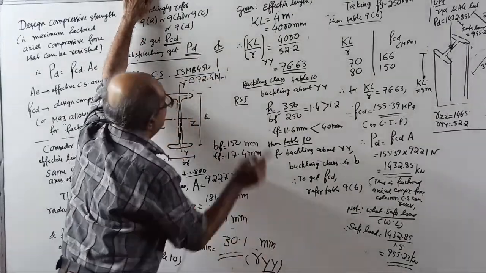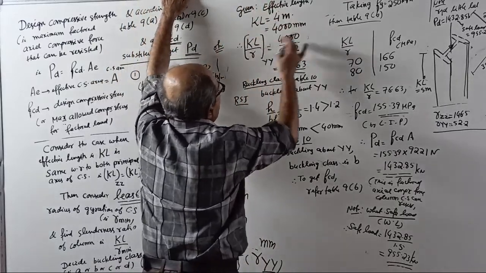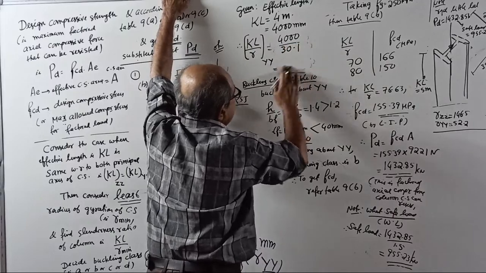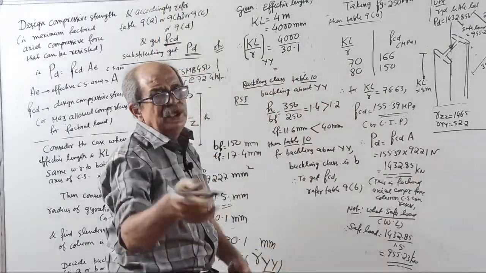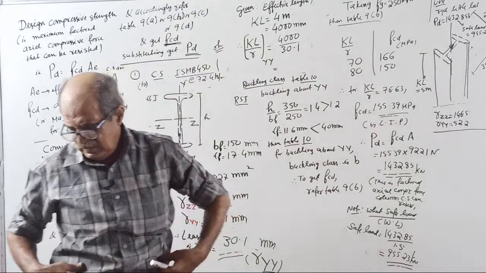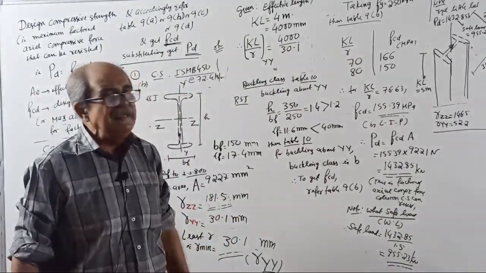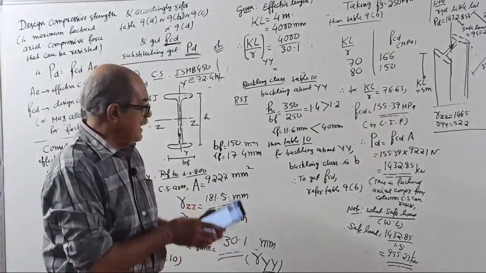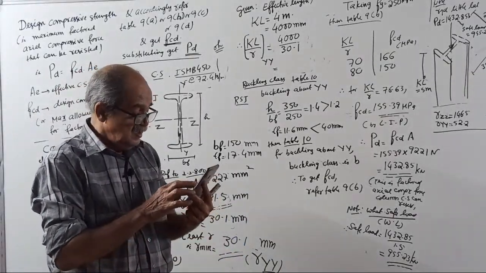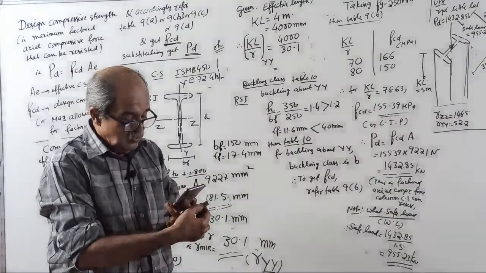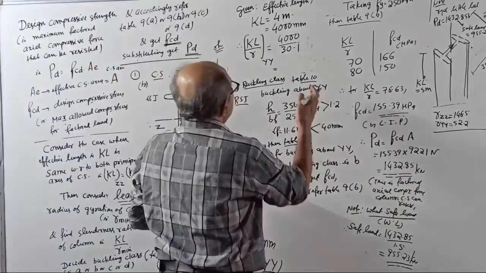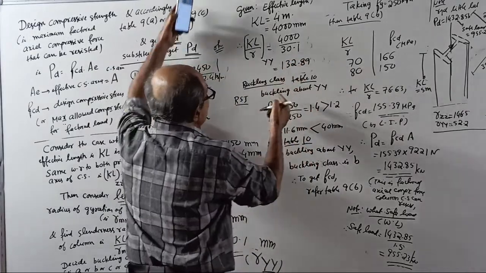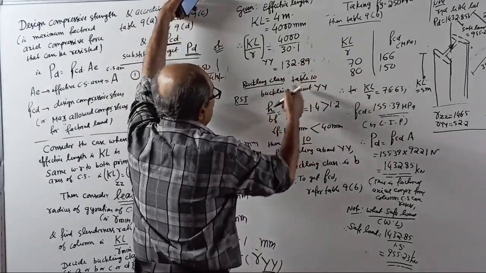Once again, YY. So your KL by R will become 4000 by 30.1. I do not have a calculator. This time you have to give the answer. KL by R is 132.89. Okay. Then buckling class, table 10.